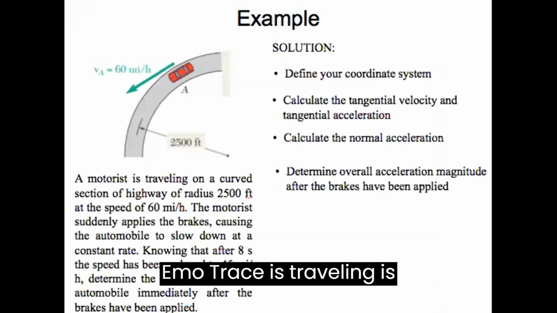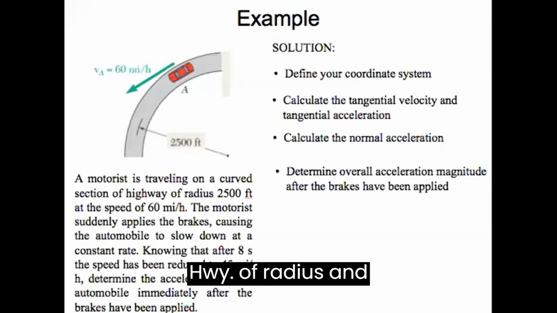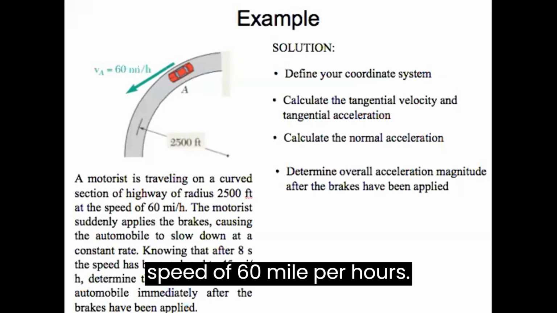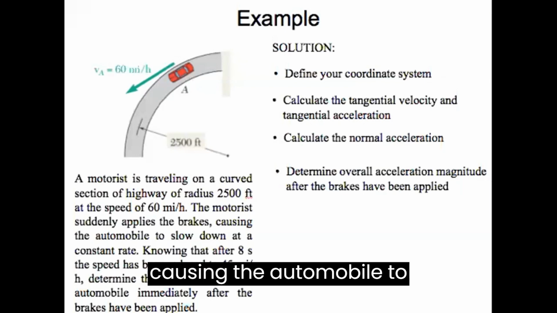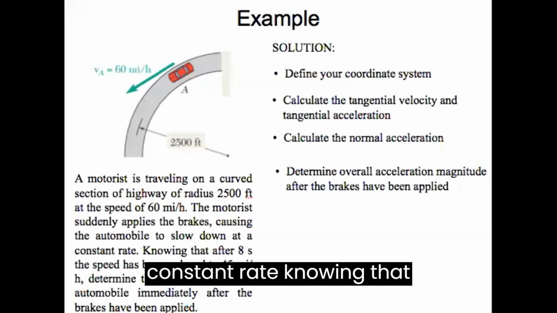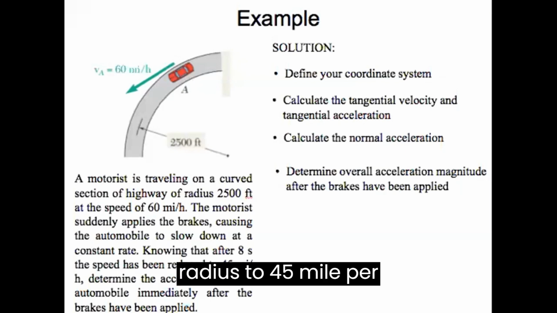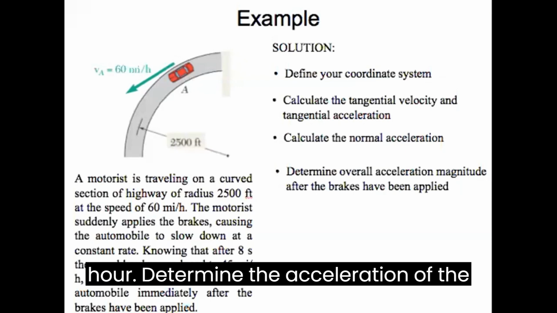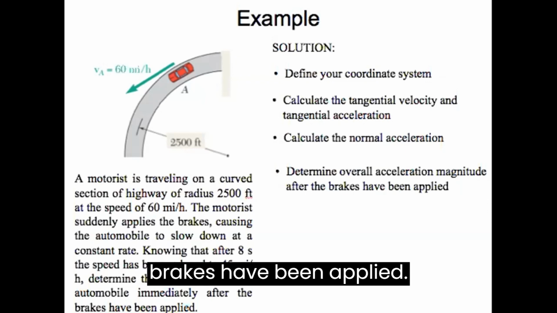A motorist is traveling on a curved section of highway of radius 2,500 feet at a speed of 60 miles per hour. The motorist suddenly applies the brakes, causing the automobile to slow down at a constant rate. Knowing that after 8 seconds the speed has been reduced to 45 miles per hour, determine the acceleration of the automobile immediately after the brakes have been applied.